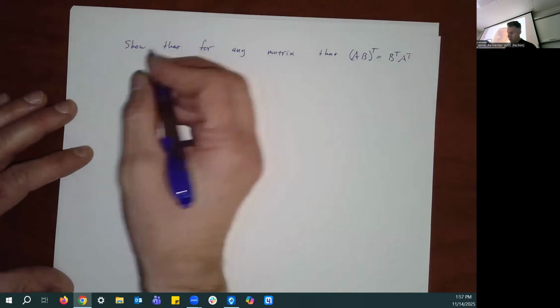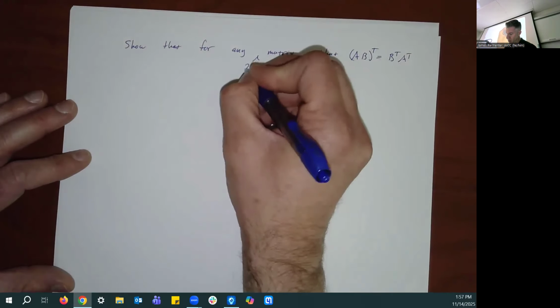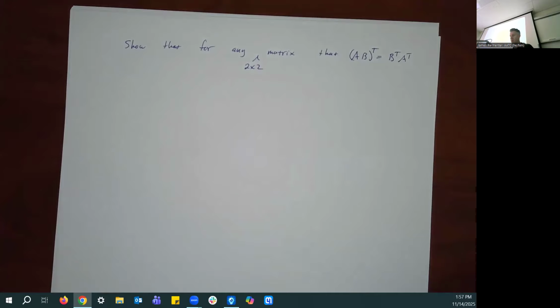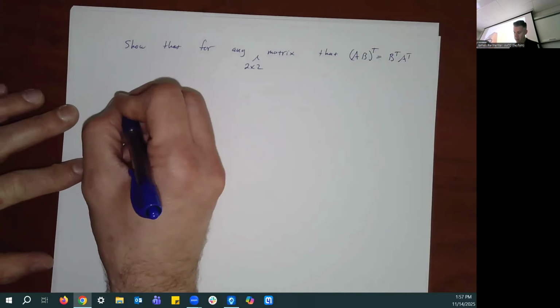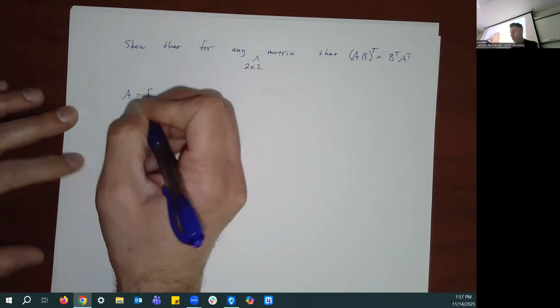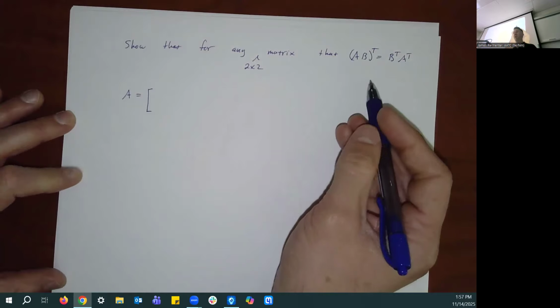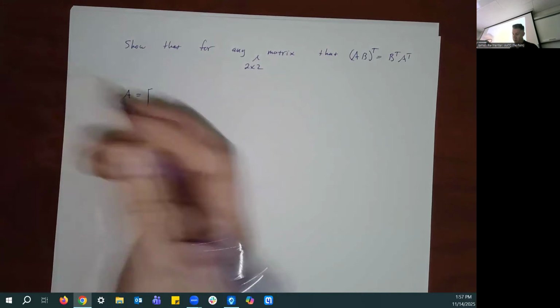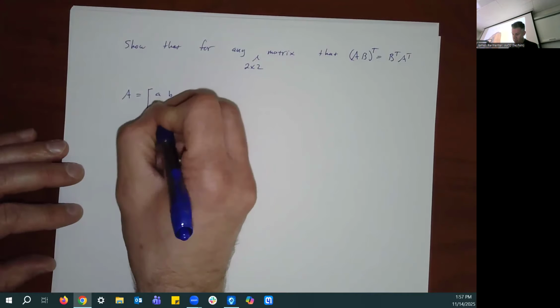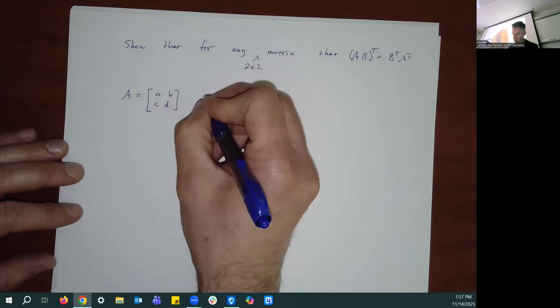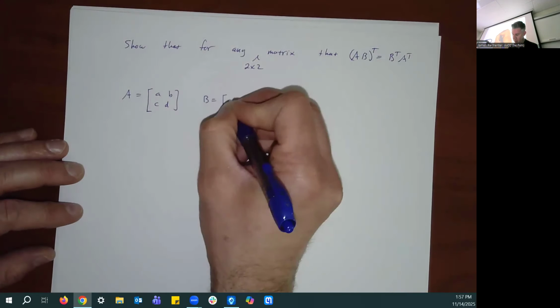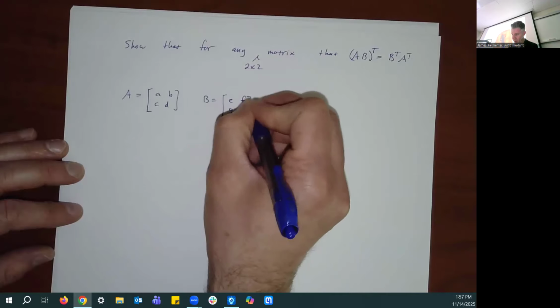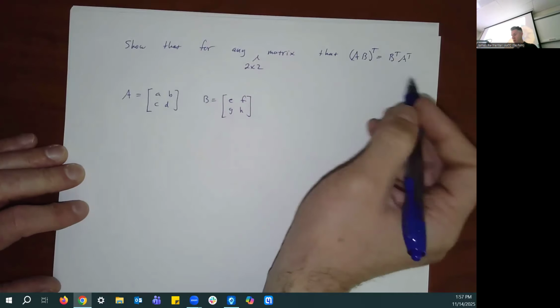So we're going to show that for any 2 by 2 matrix, (AB) transpose is equal to B transpose A transpose. Really, this is just a process of multiplying a bunch of stuff out. When you're trying to say something like this is true, you can't just pick whatever matrix you want. You have to pick a general matrix without any specific entries. So we're going to say that A is the matrix [A, B; C, D], and B is the matrix [E, F; G, H]. And then we're just going to calculate both sides of this equation.